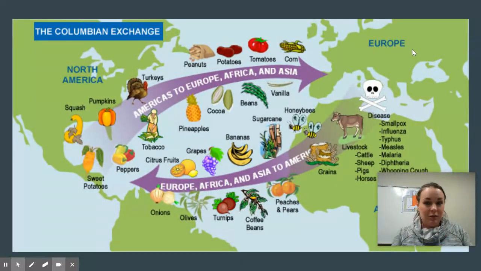So this is a great map that shows you some of the things that were coming out of the New World to the Old, and the Old World to the New. Some of these things should really surprise you. And today, a lot of my students have been like, what?